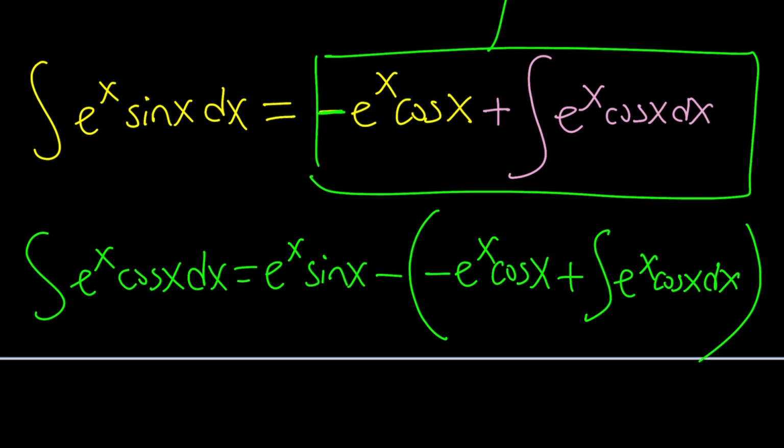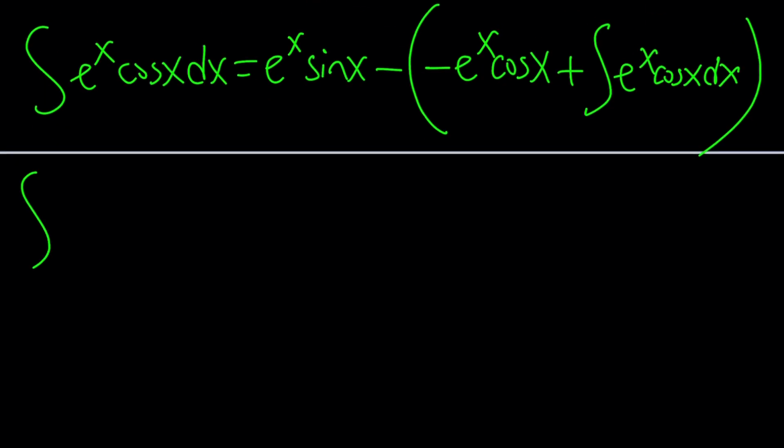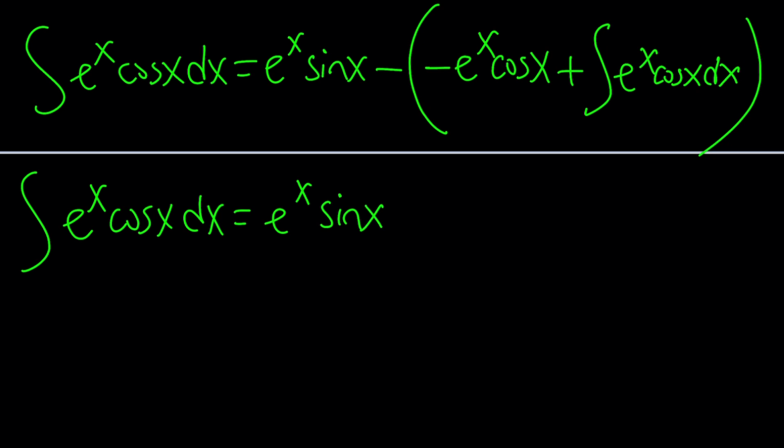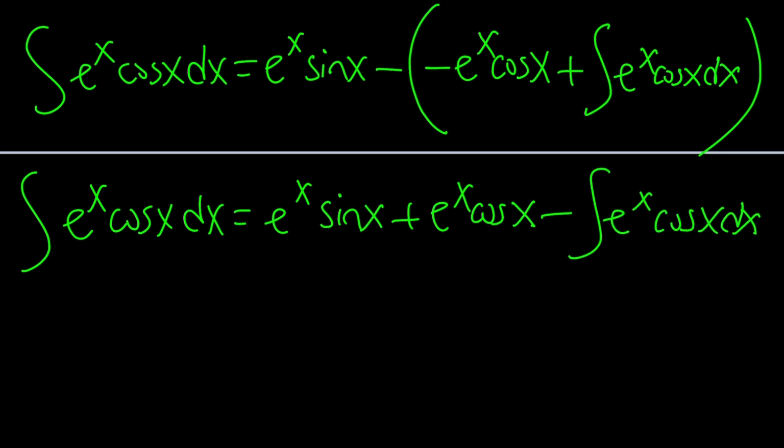Okay, what is going on? Let's go ahead and negate. We get the integral of e to the x cosine x dx equals e to the x sine x, double negation, plus e to the x cosine x, minus the integral of e to the x cosine x dx. What is going on here? Well, we're going to go ahead and put this on the left because we have the same thing.